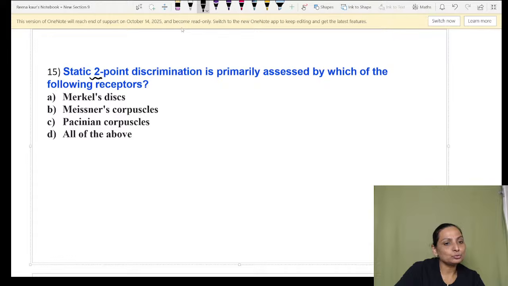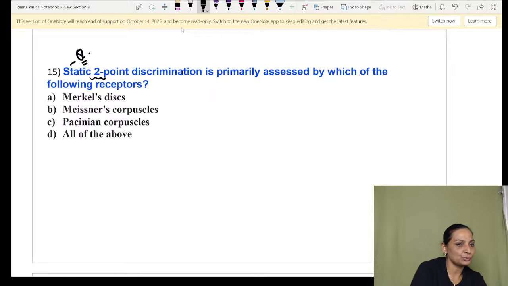Now, static two-point discrimination is assessed by which of the following receptors? Now, once you get this word static, you must be very, very clear. There should be no confusion to you. If you are given static, then you must be very clear. Yes, that static means what?